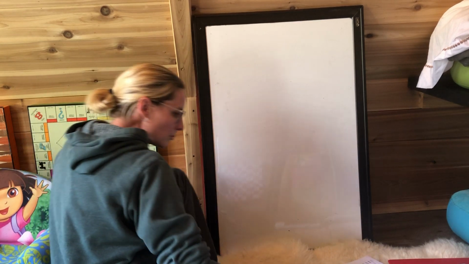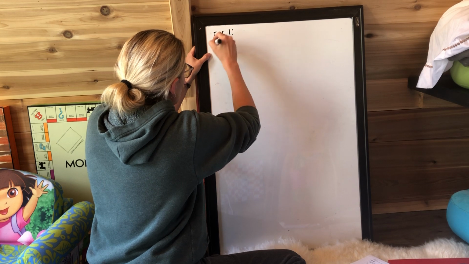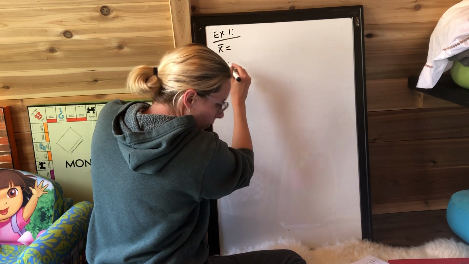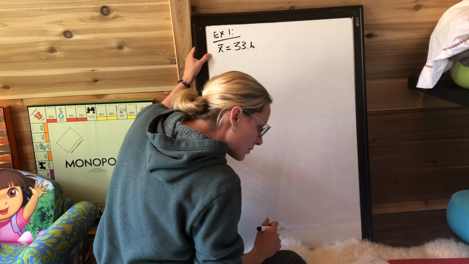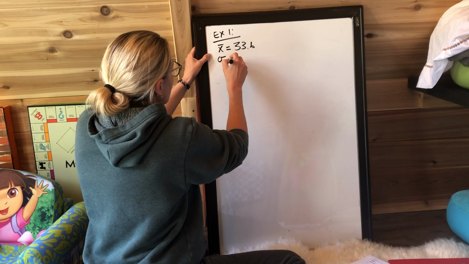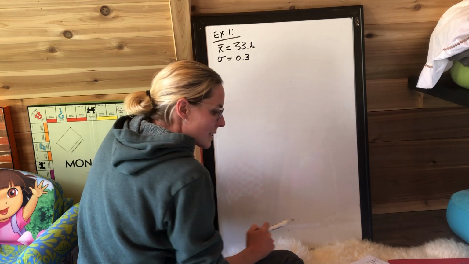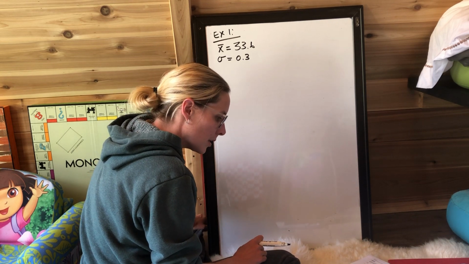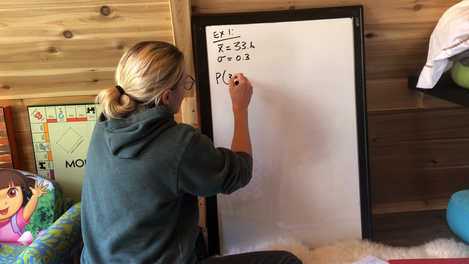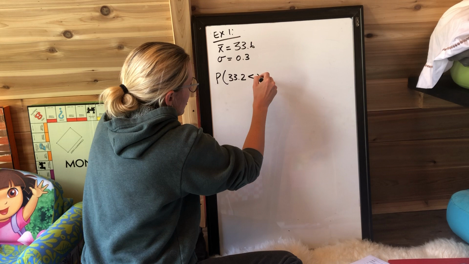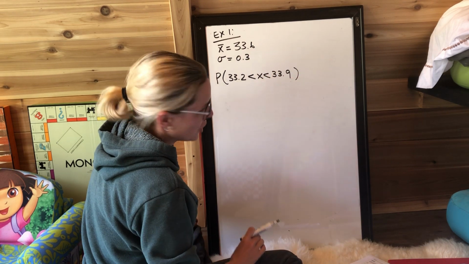Okay, so example 1 is going to imagine that it says this. You have a mean of 33.6, whatever the information happens to be about. These are machined bolts. Standard deviation of 0.3. They want you to find the probability that the length of the bolts is less than 33.9, but greater than 33.2. So they're really asking you this. Find the probability it's between 33.2 and 33.9. This is a between question.